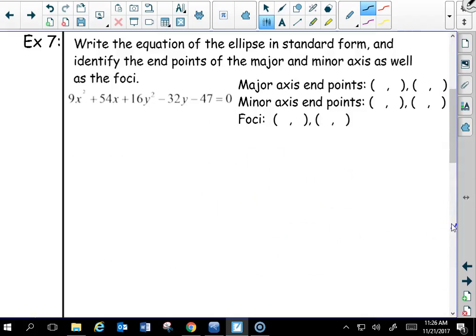All right, so what's happening here is similar to the last problem, but notice I have an x squared and an x, and a y squared and a y. So I have to complete the square on both x squared and y squared. I'm going to do that one at a time. Let's see what I got here, after moving the constant over just to get it out of the way.